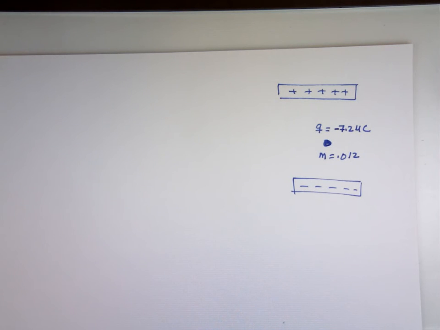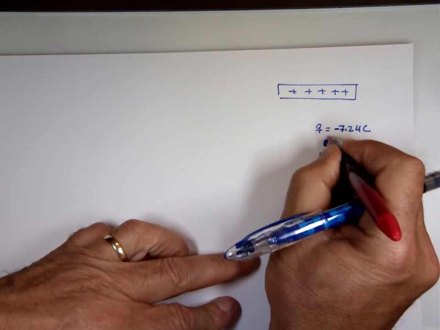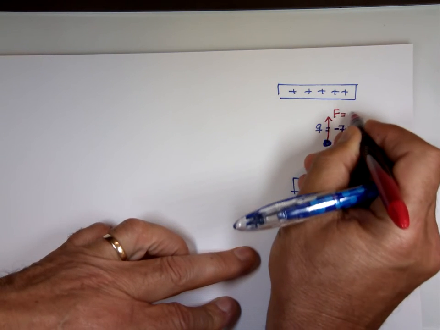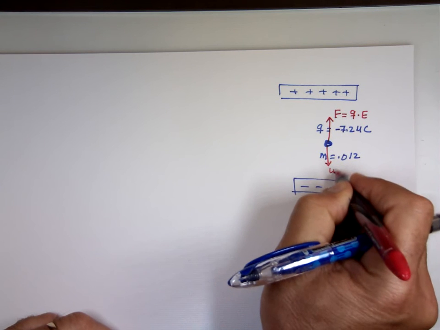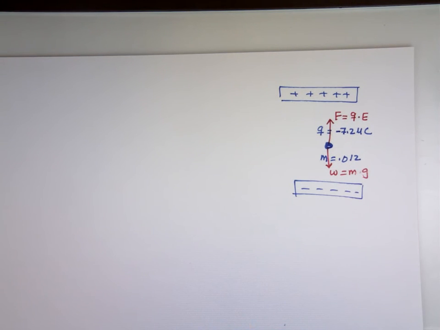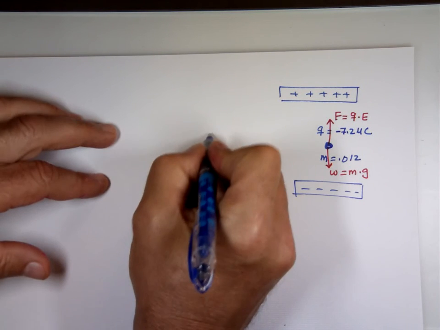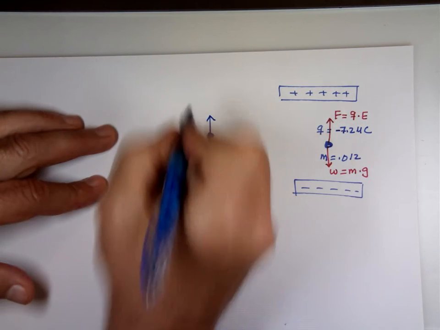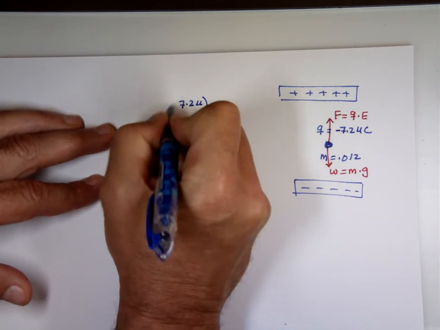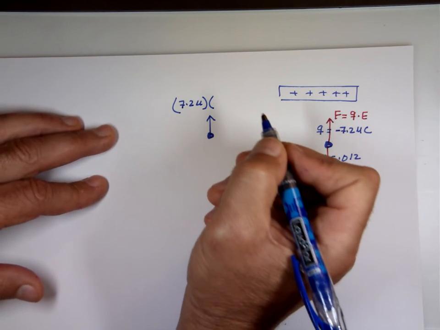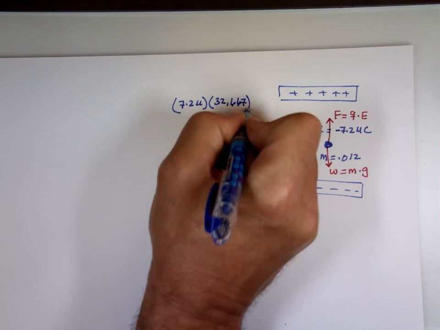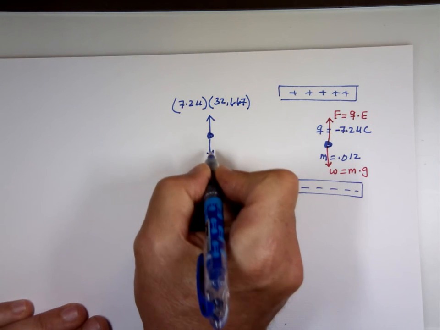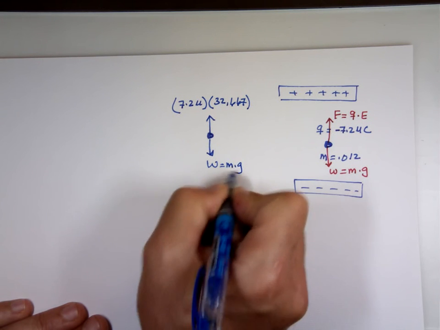So the force here, which equals Q times the electric field, is pointing upward. The weight is down, and they are not equal to each other. So we have this one, Q, which is what? 7.2 micro, times the electric field, which I have from 2 minutes ago to be 32,667. That's the force upward. The force down, we know that's the weight, and I have that number to be 0.1176.